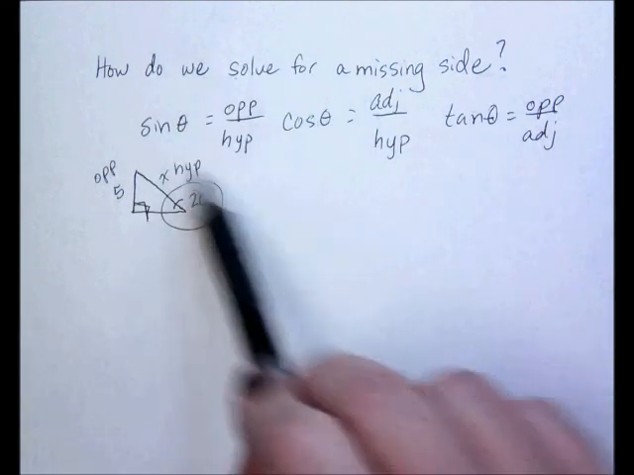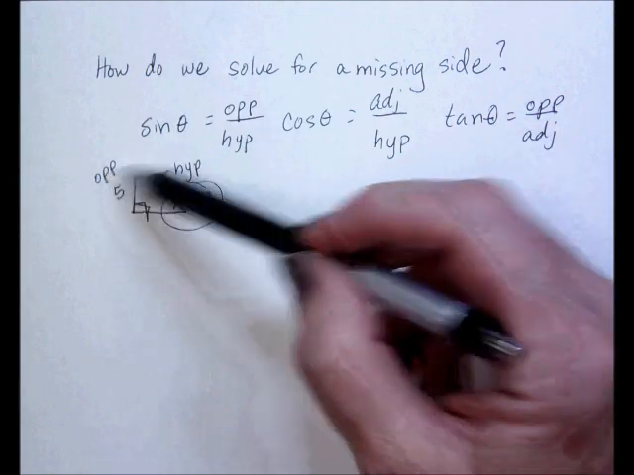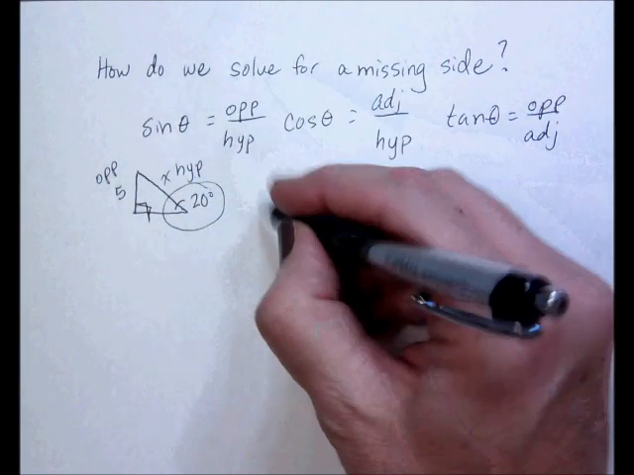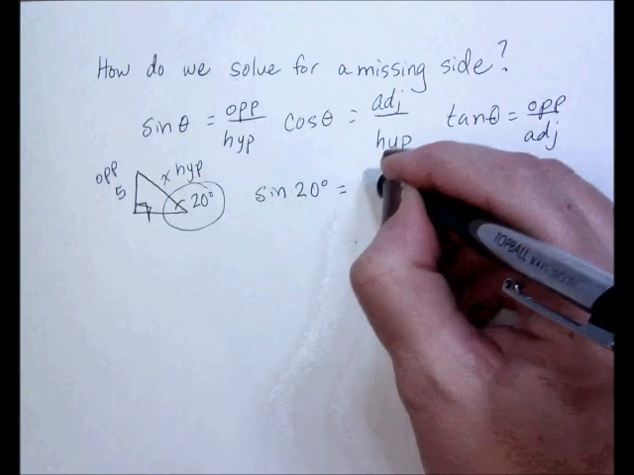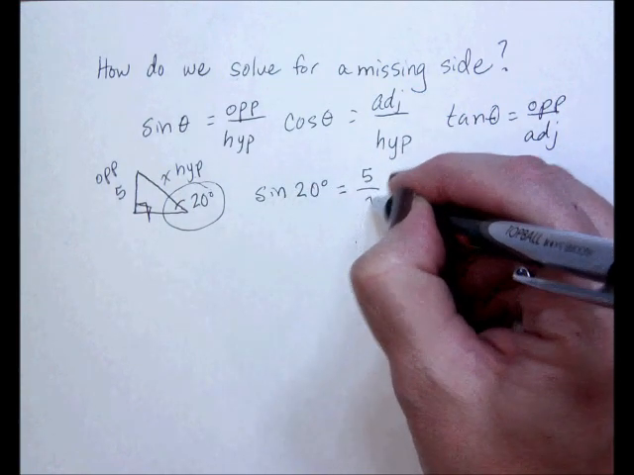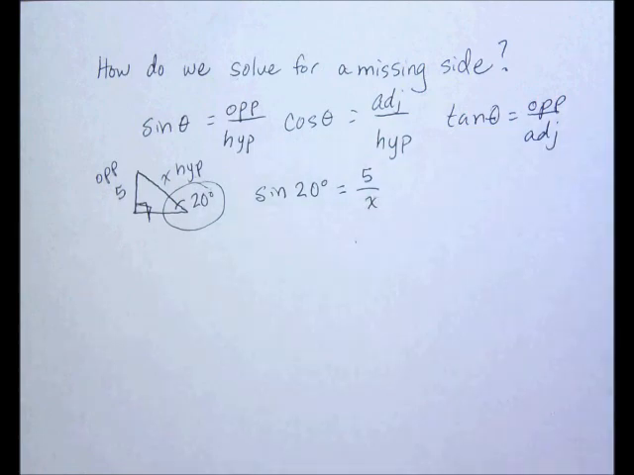So going up here to my trig ratios, the trig ratio that relates to opposite and hypotenuse is sine. So I say sine of 20 degrees is equal to the length of my opposite side over my hypotenuse. So now I have an equation where I can solve for x.